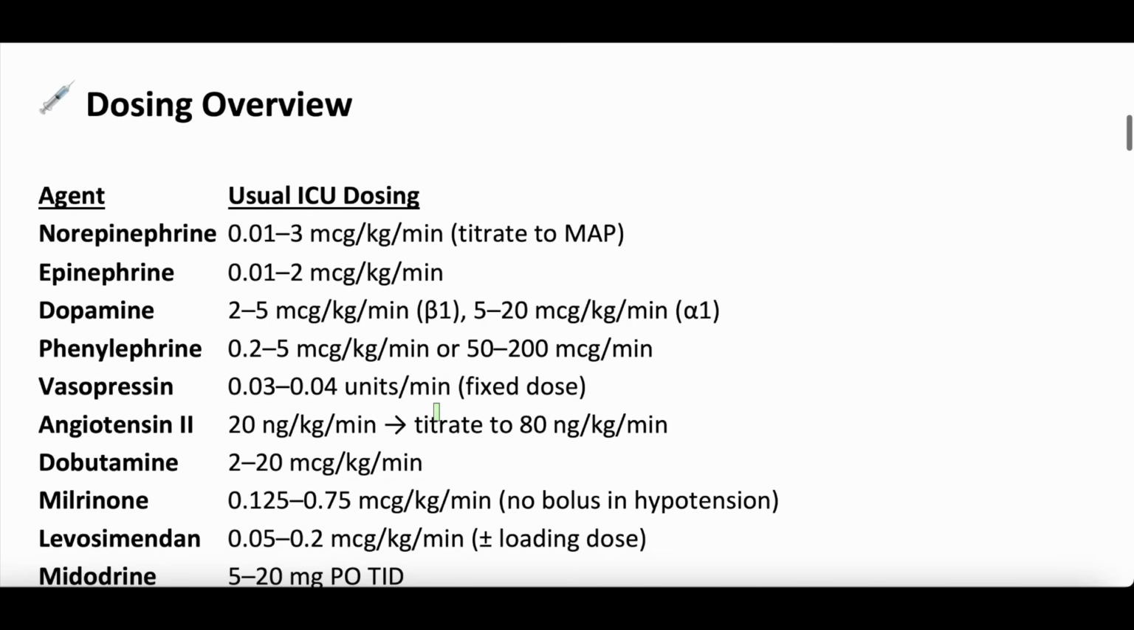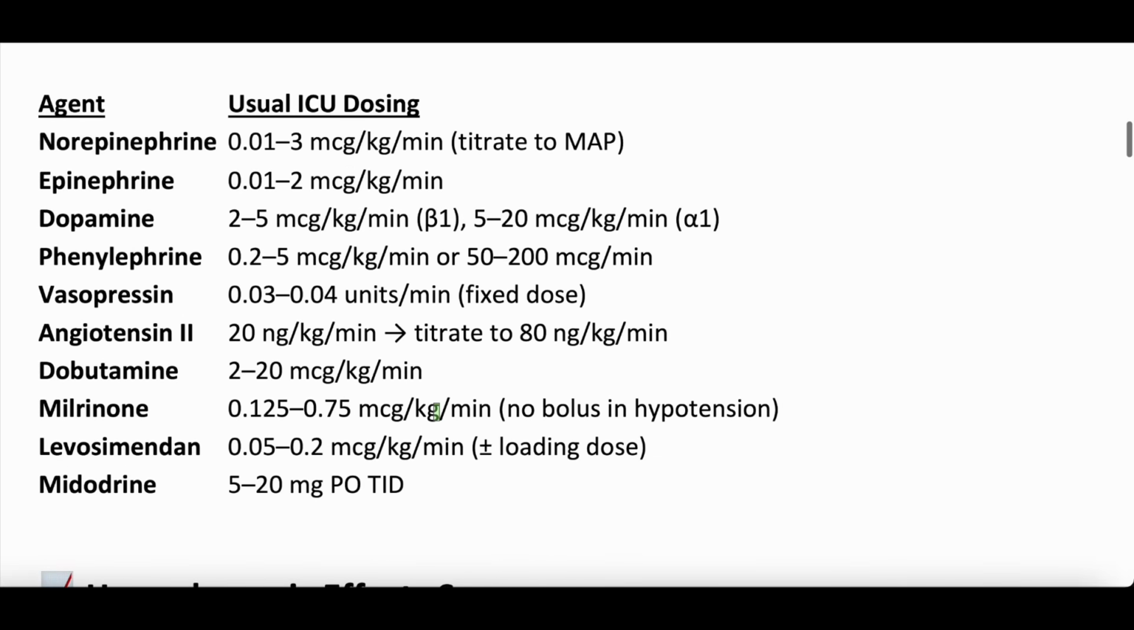Table 2 is the dosing overview. These are all theoretical or "soft" dosages. These are not absolutes, but they are important. The other thing to note is that some of these have different dose-dependent mechanisms of action. Epinephrine at lower doses tends to affect more heart rate and contractility, and at higher doses tends to be more of a vasoconstrictor. Same thing with dopamine, although we don't use it very much.